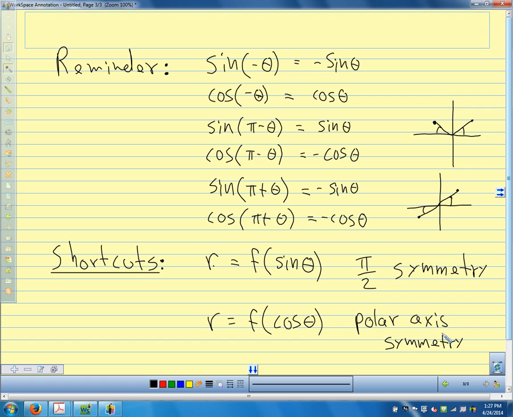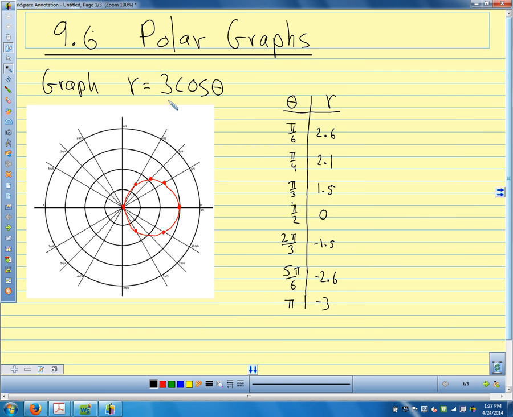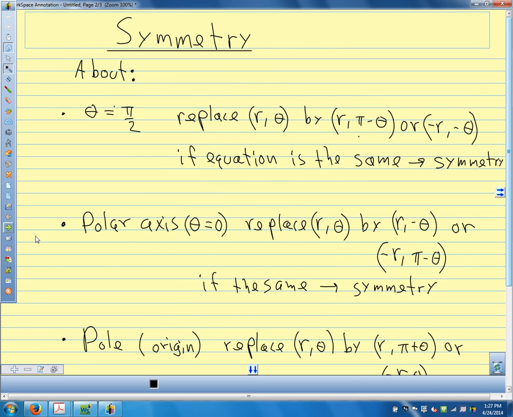So that equation that we graphed, r equals 3 cosine theta, we go back there really quickly. It's just a function of cosine theta, so it has polar axis symmetry. So we would have known that going in. We would have just graphed the top half of it and known the bottom half was exactly the same, because a function like this is always going to have polar axis symmetry. So those two shortcuts help a lot.